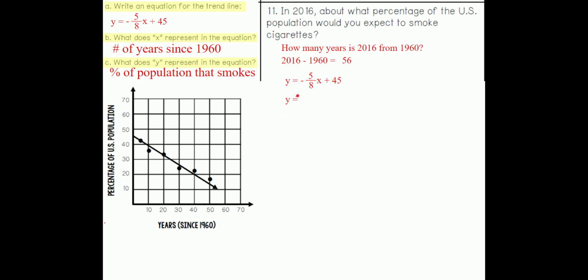So Y is -5/8 times X, where X is 56, and we're going to add plus 45. We're going to bring that down. Let's simplify by multiplying this first. 56 times 5 divided by 8, and it's going to end up being negative. So we end up getting -35. We're going to add 45 to that as well, bring down that plus 45. And then -35 plus 45 to simplify is 10. Remember, Y is the percent of the population that smokes. So Y is 10, that means 10%. So in 2016, we should expect that 10% of the population smokes.